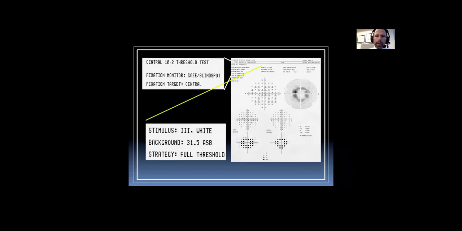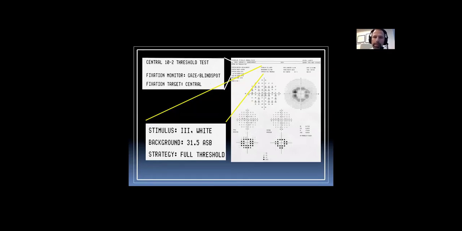Further down or over to the right in this printout, you'll see that it tells you the stimulus size. So the stimulus size by default is size 3. It ranges from Roman numeral 1 to 5. Size 5 would be 64 square millimeters. Size 4, 16. Size 3, 4 square millimeters. And in this case, white. You can change the color to blue or red. I'm not going to be talking about that during this presentation. Suffice it to say, I personally never change it from the color.